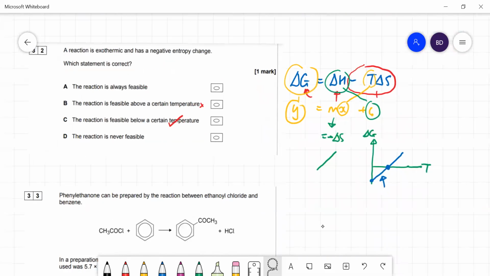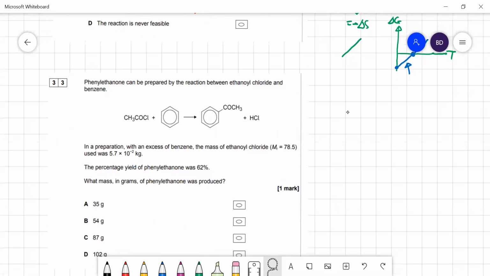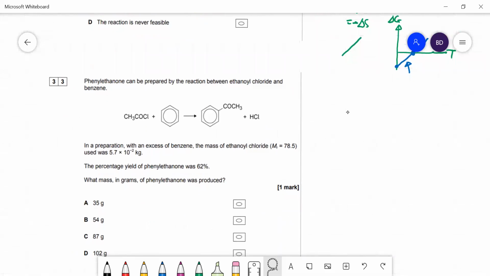Okay. Phenylethanone can be prepared by the reaction between ethanoyl chloride and benzene. We're going to need aluminum chloride catalyst there. In a preparation with an excess of benzene, the mass of ethanoyl chloride used was this much, and the percentage yield was 62. What is the mass in grams of phenylethanone?